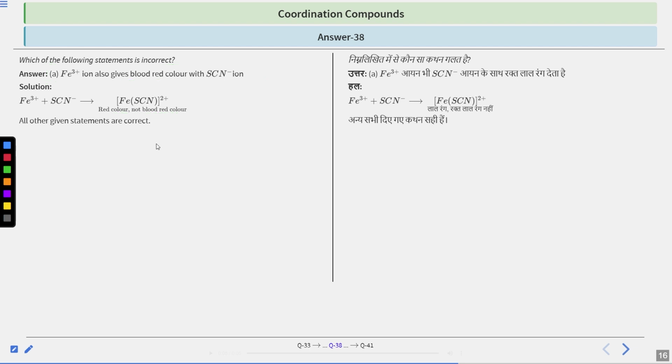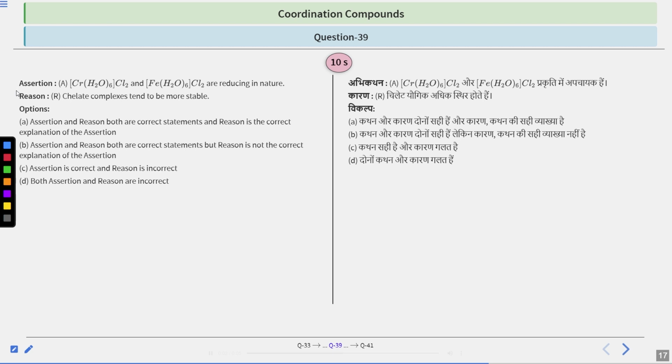Okay, let's move on to the next question. Question number 39. We have given assertion and reason. Assertion is [Cr(H2O)6]Cl2 and [Fe(H2O)6]Cl2 are reducing in nature. Reason: chelate complexes tend to be more stable. Options are: assertion and reason both are correct statements, and reason is the correct explanation of assertion; assertion and reason both are correct statements, but reason is not the correct explanation of assertion; assertion is correct, reason is incorrect; or both assertion and reason are incorrect. You have to select the correct option.